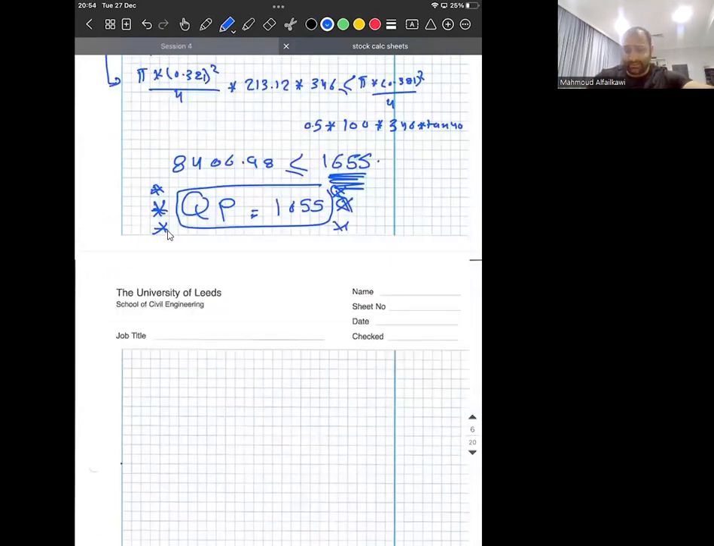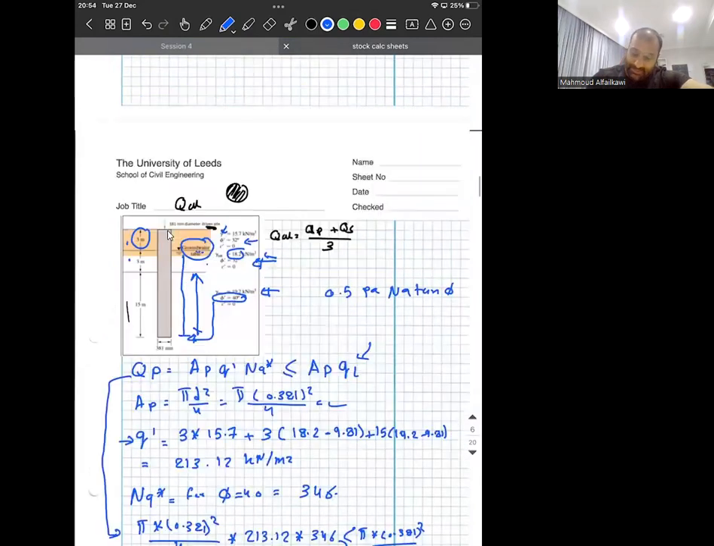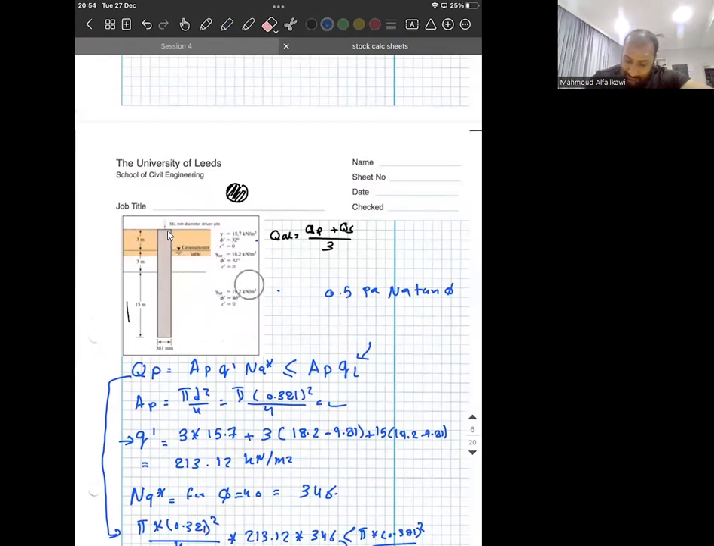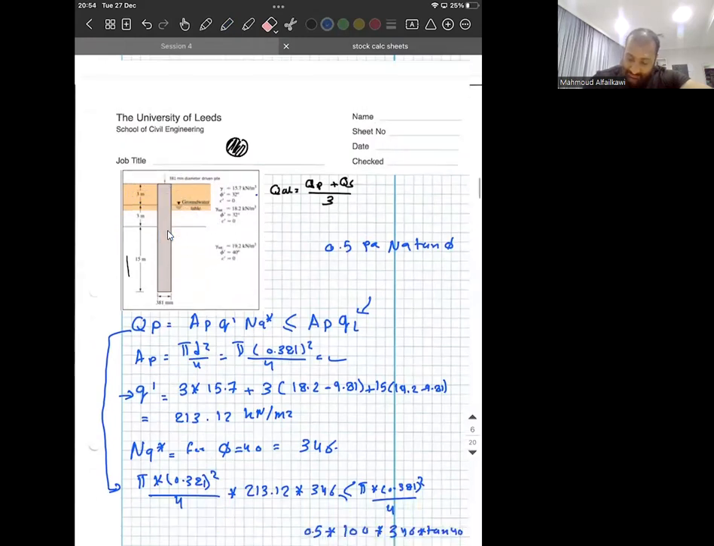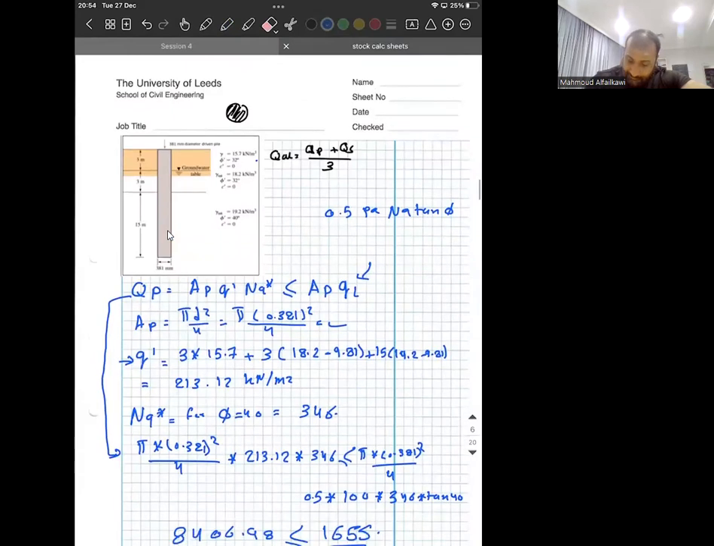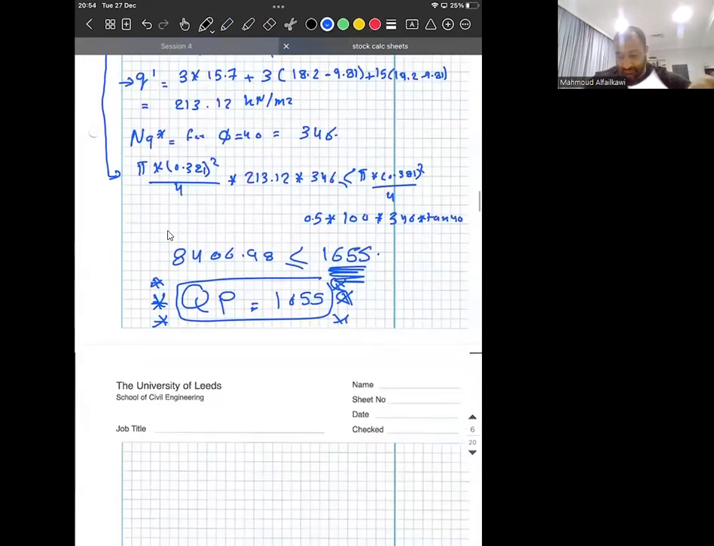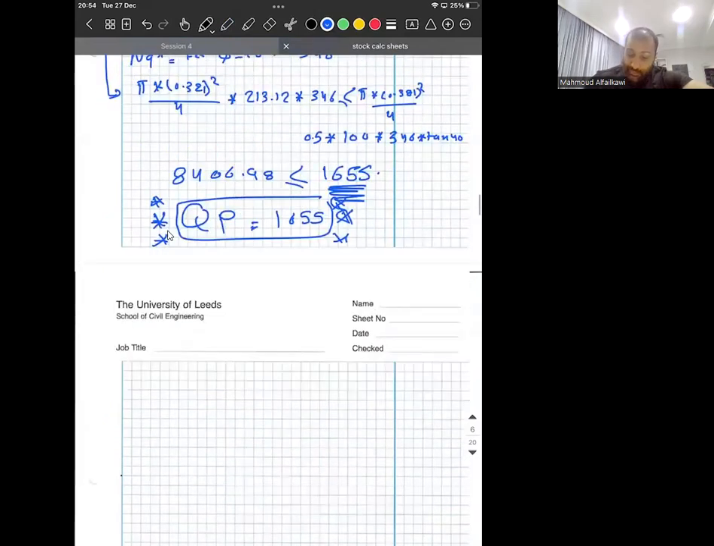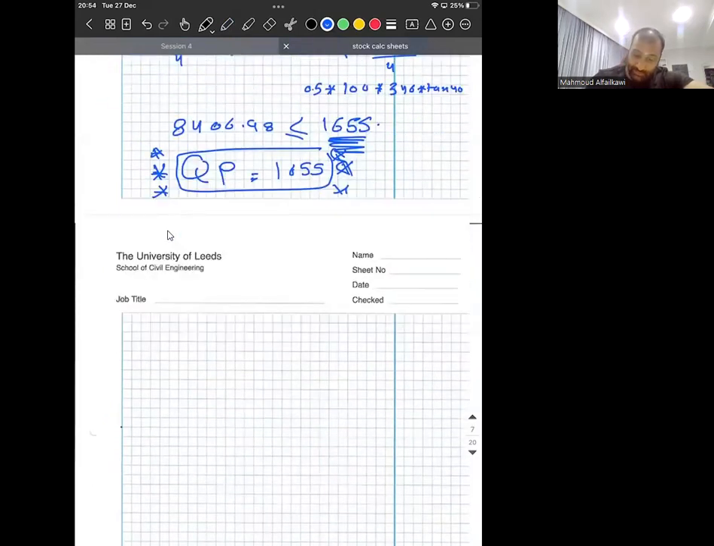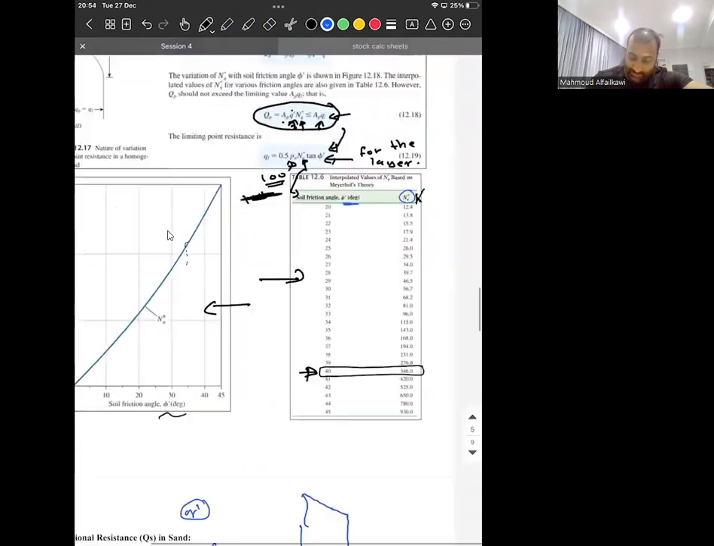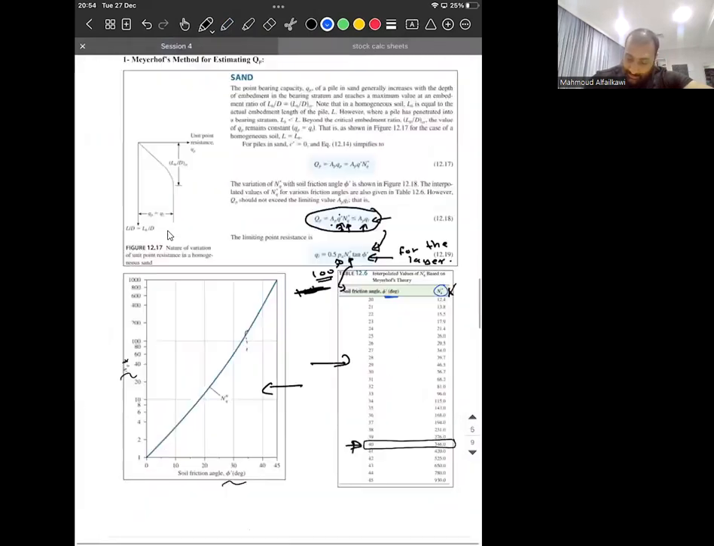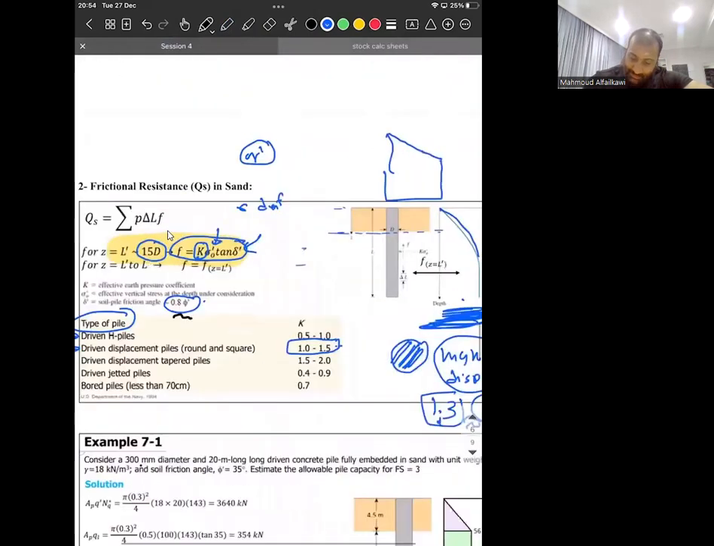Now Q_s is a little bit complicated. So I'm going to clear this picture for now, so I now could talk about the skin friction, basically. So we go to the skin friction. The formula for skin friction, we're going to talk about skin friction individually now.